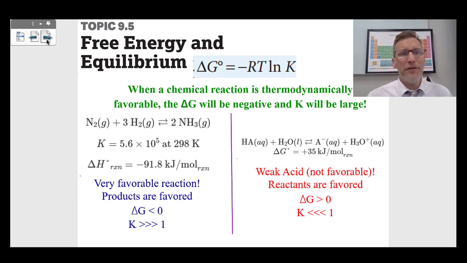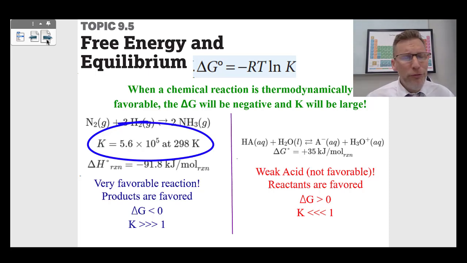Let's take a look at 9.5, which is free energy and equilibrium. It deals with the equation delta G equals negative RT natural log of K. What this means is when the delta G is favorable, negative, the K will be really large. And so if you see the reaction to the left, the K is 5.6 times 10 to the 5th, which means the K is very, very big, a lot higher than 1, which means the delta G is going to be negative. The products are going to be favored, and this is a very favorable reaction.